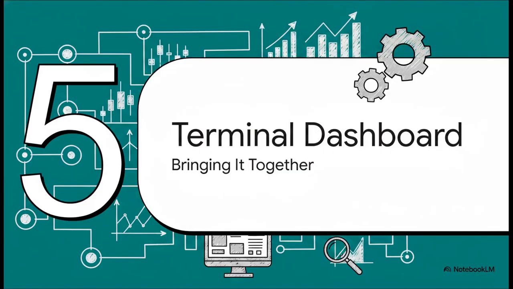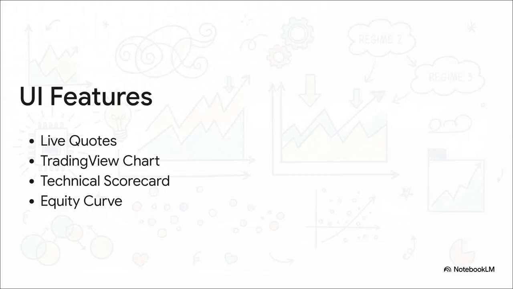Finally, Section 5, the Terminal Dashboard. Bringing it all together. All of this Python architecture culminates in a really sleek, real-time UI that overlays your technical scorecard and forecast right over a dynamic price chart colored by market regimes. So you aren't just staring at a dry spreadsheet of data. The application fetches live data, displays a TradingView-style chart, and literally paints the background of the chart green for bull, red for bear, and yellow for neutral based on what the HMM finds.